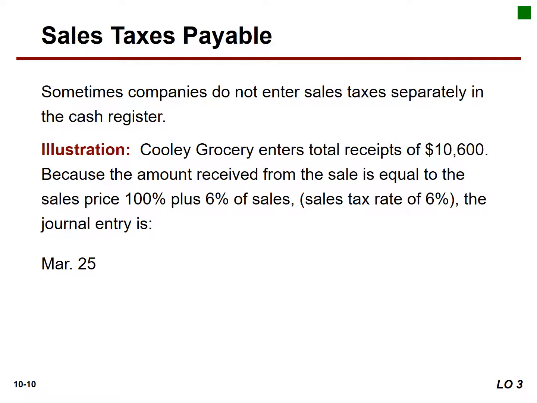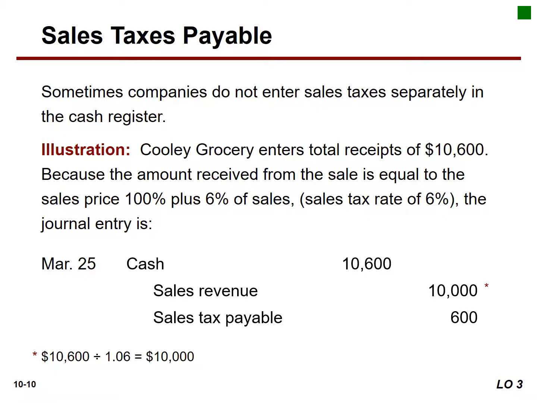Okay, if a business does not keep their sales tax separate at their cash register, and they show total receipts that day of $10,600, of course they know they've been collecting taxes, but they don't know how much. They can determine this by taking the total amount received and dividing it by 1 plus the sales tax rate.